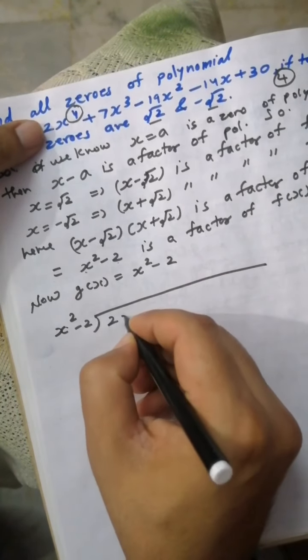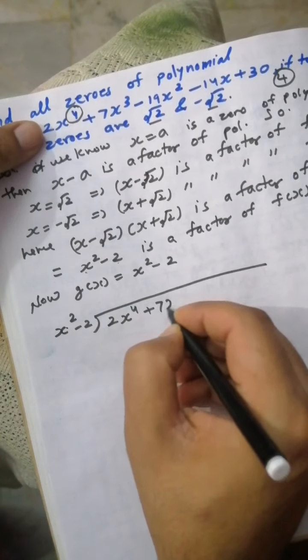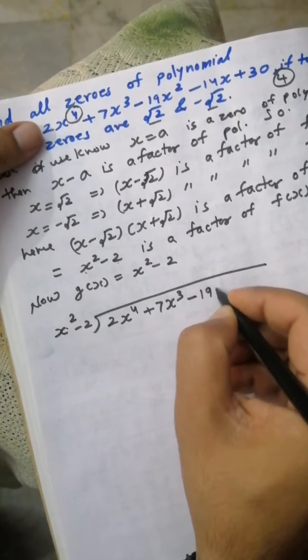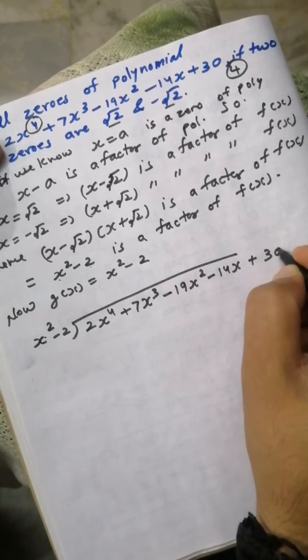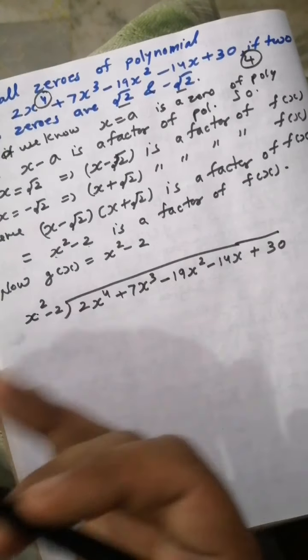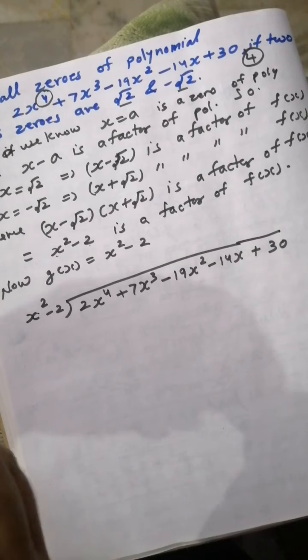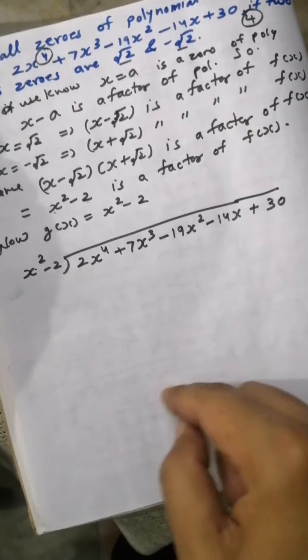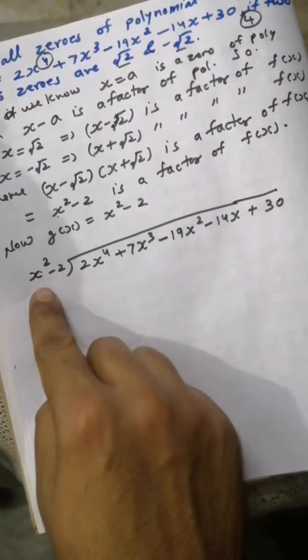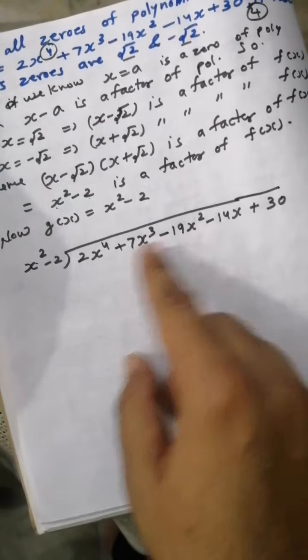Here it is 2x to the power 4 plus 7x to the power 3 minus 19x to the power 2 minus 14x plus 30. Now before solving, please keep that in mind. If after division you get remainder equal to 0, then this number will be a factor of this. Otherwise you are making a mistake somewhere.